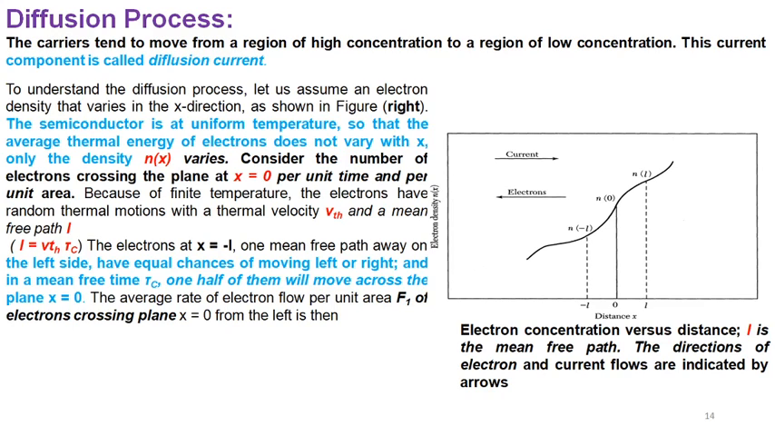Vth is nothing but the thermal velocity, and from that we can write in terms of forces, as in Fick's law, also shown as the F1 and F2 forces. Here we also see the average rate of electron flow per unit area, F1, from electrons crossing S is equal to 0, meaning the flow between minus L and plus L, that is charge carriers moving.